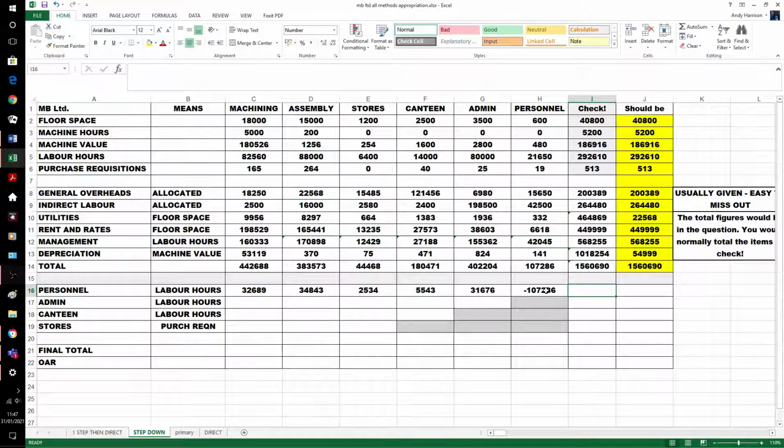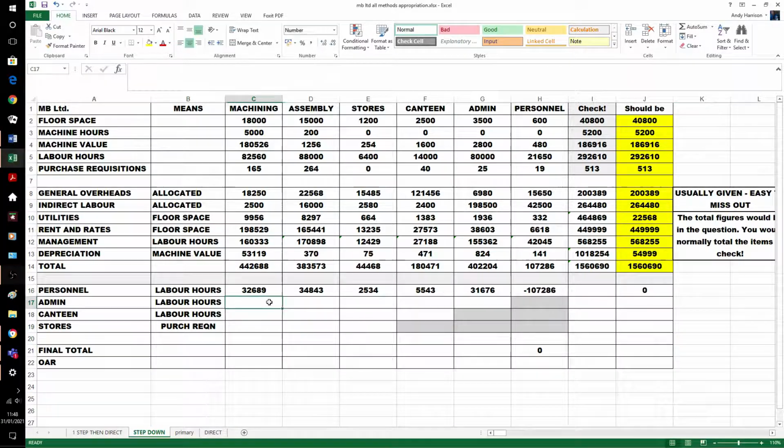There we are. So we know pretty much that we're on track because it all adds back up. And in fact, this department total, just like on the direct, was 0. We have credited personnel, debited the other 5 departments. So now we're going to take admin and split it between the 4 remaining departments, but it's not just the original total. We're going to have to remember to do the reappropriated bit from personnel.